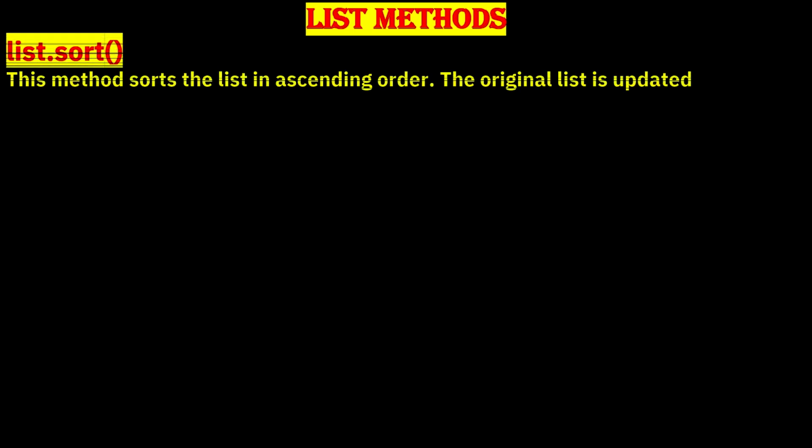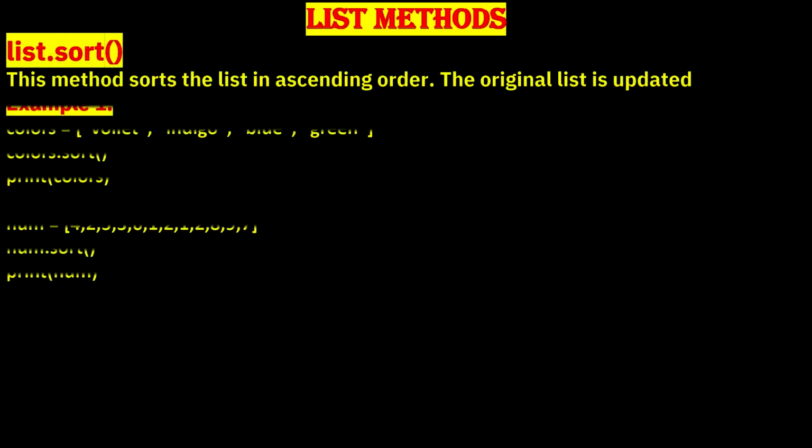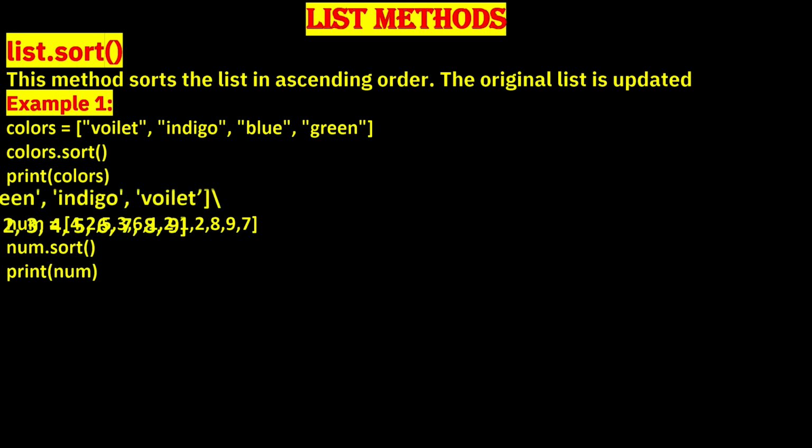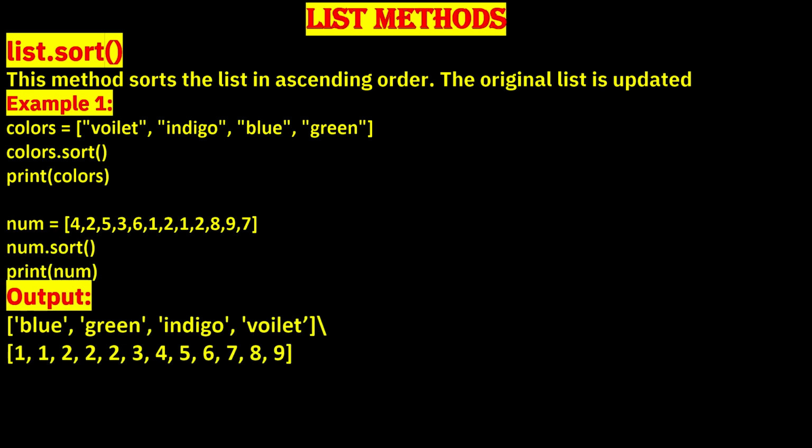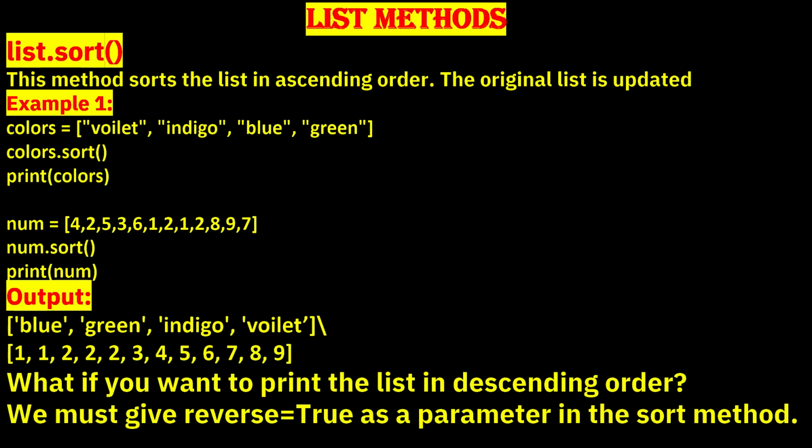List methods. list.sort. This method sorts the list in ascending order. The original list is updated. Example 1. colors = [violet, indigo, blue, green]. colors.sort(). print(colors). num = [4, 2, 5, 3, 6, 1, 2, 1, 2, 8, 9, 7].